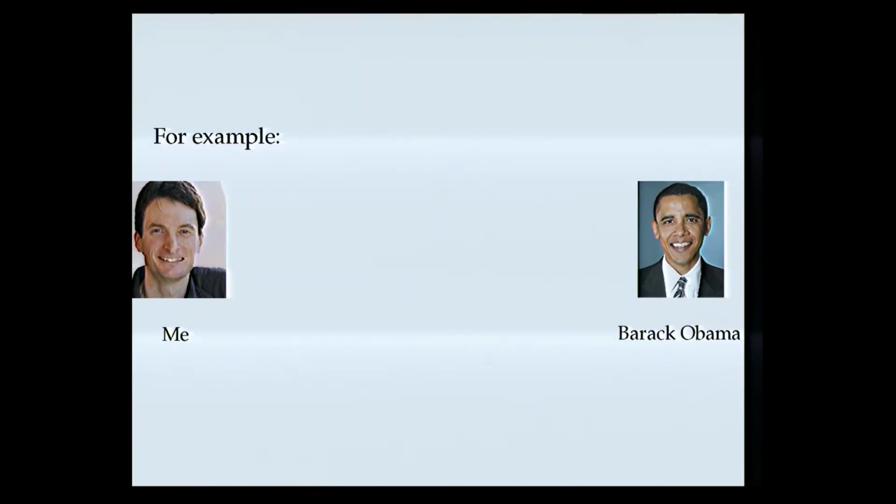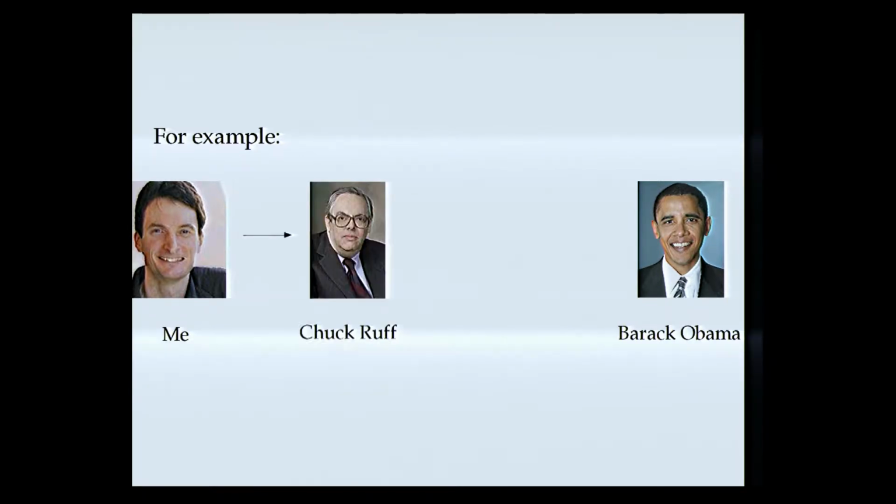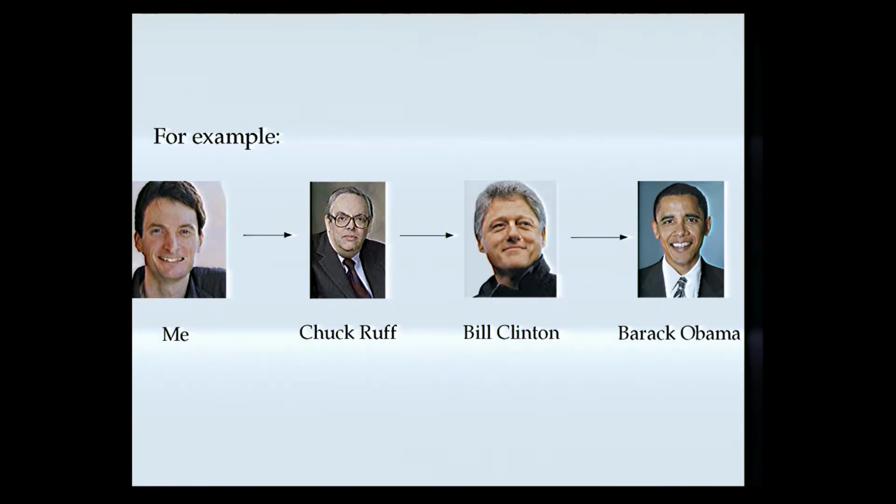For example, I can ask, what's the shortest path from me to the President of the United States? Well, it turns out that I went to college with a woman named Karen Ruff, whose father, Chuck Ruff, was a lawyer in Washington, D.C. I met him a few times. There he is. He was best known for being Bill Clinton's lawyer during his impeachment trial in the 90s, and Bill Clinton knows Barack Obama. So there you go, 3 steps, and we got from me to the President of the United States.